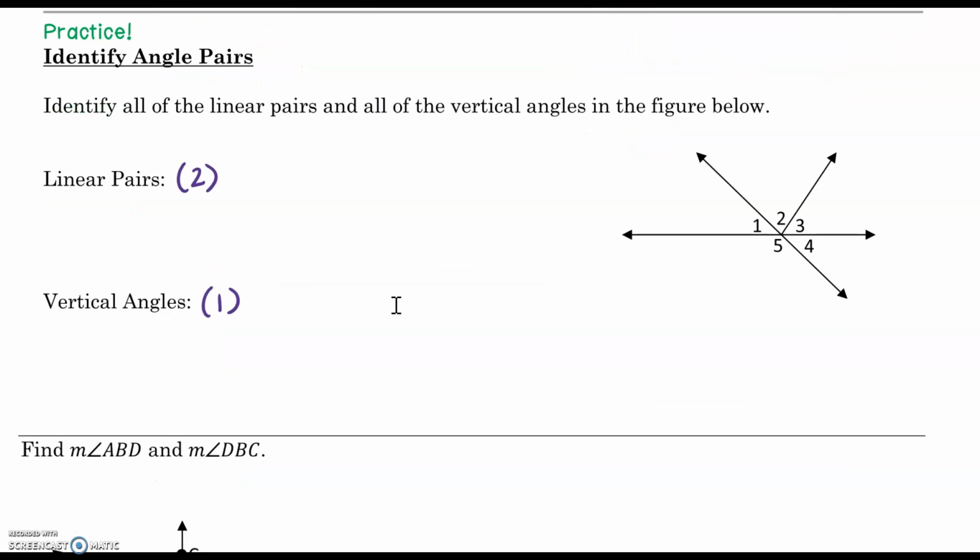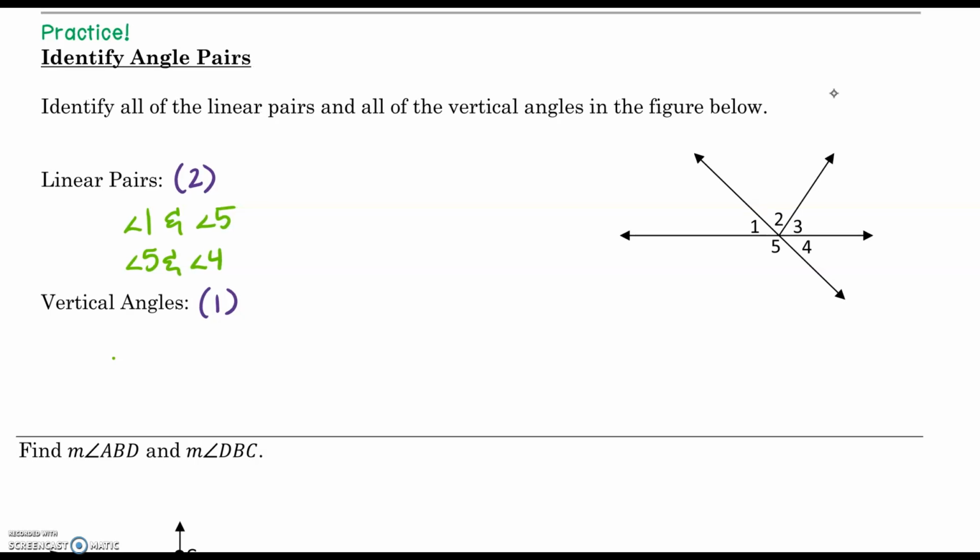All right, let's identify angle pairs. Pause the video and try it yourself. There's going to be 2 linear pairs and 1 vertical angles. So here our linear pairs are angle 1 and angle 5, and then angle 5 and angle 4. Those are our 2 pairs. And for vertical angles, we only have 1 pair, angle 1 and angle 4.